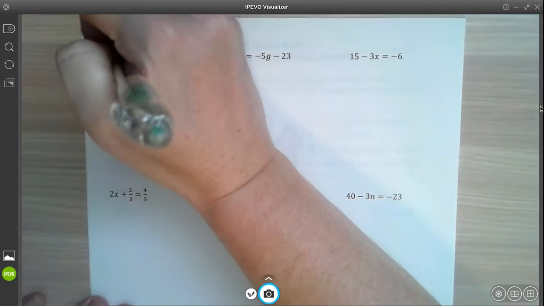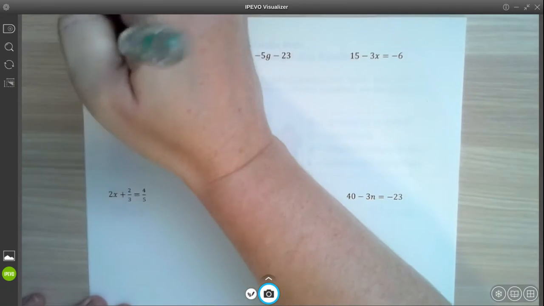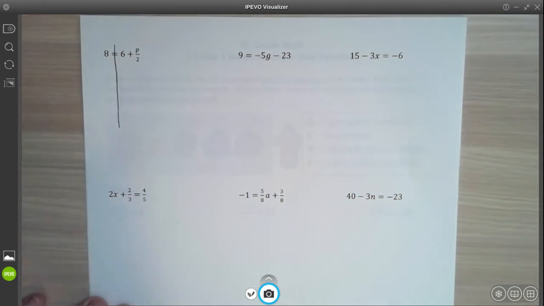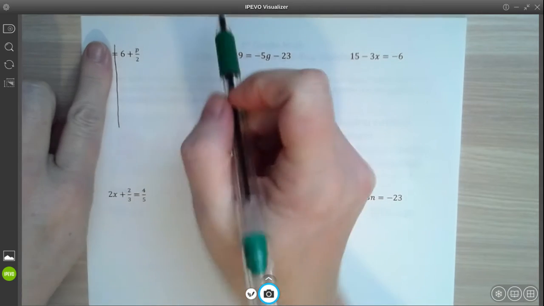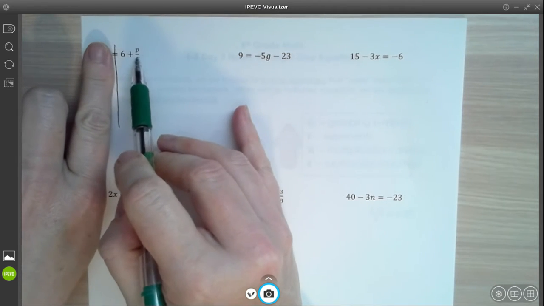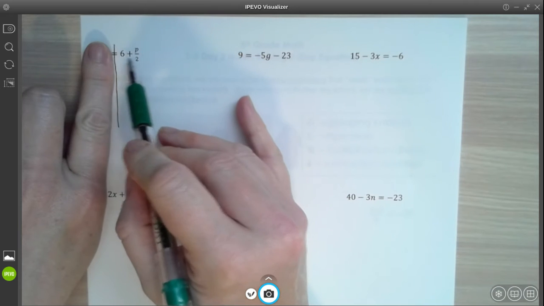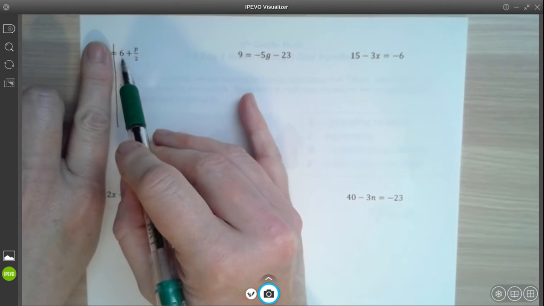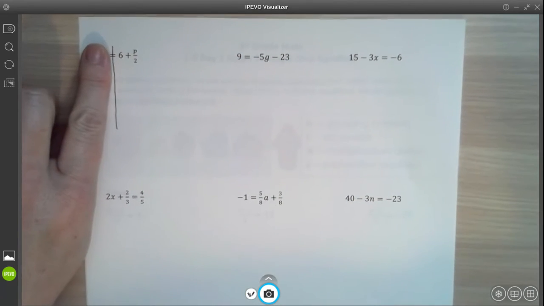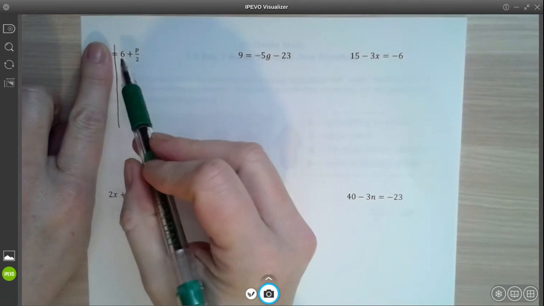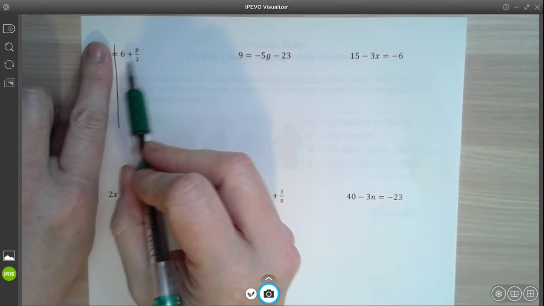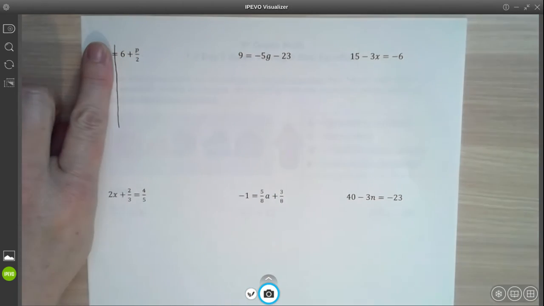The first one, I'm going to start again by just drawing a line where the equal sign is. And notice that the variable's on the right. So I have to get rid of division by 2, and I have to get rid of this 6. Now, again, we always want to get rid of things that are added or subtracted first. So this division by 2 is the last thing to go.